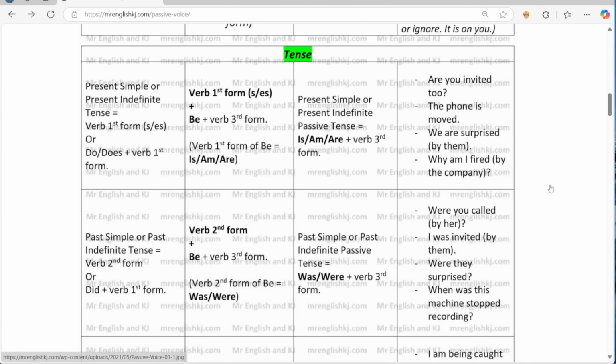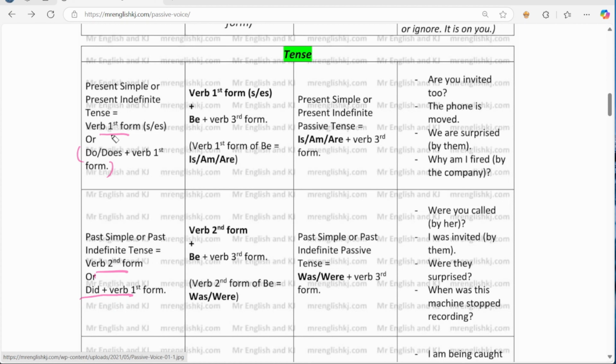Now, we are left with these two. Remember? Now the only problem with present simple, present indefinite or past simple, past indefinite is they are a little different. Because here, what we normally do, we have verb first form in present simple, we have verb second form. We are mainly focusing on verb first and second form. We are not focusing on this one, did plus verb first form, do does plus verb first form. We are not focusing on it, okay?